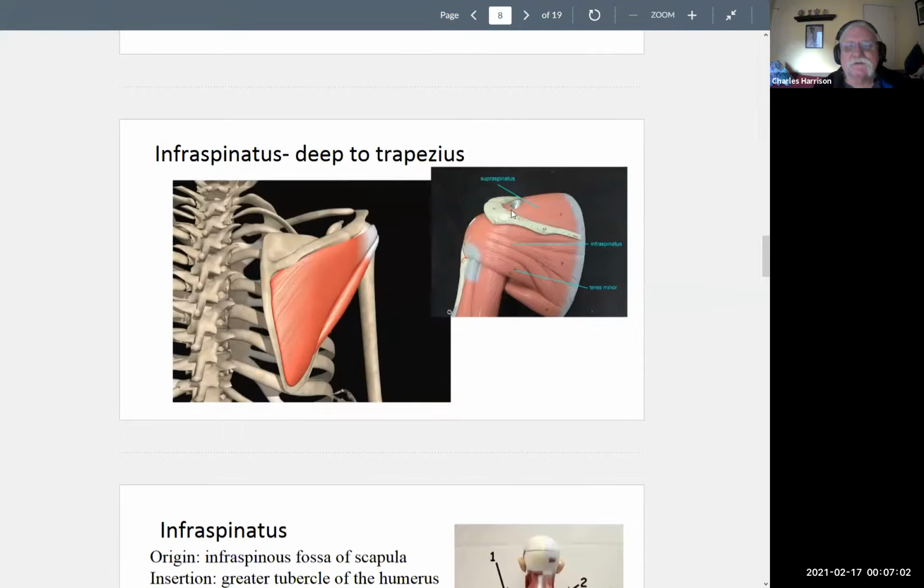This one shows the supraspinatus at the top here, and here's the infraspinatus here, which is deep to the trapezius, which has been left off of this. Okay, it occupies the infraspinatus fossa.